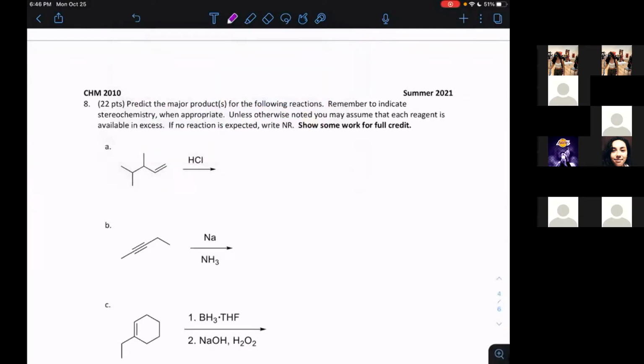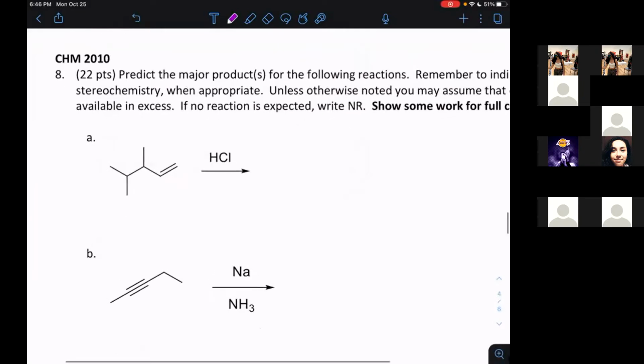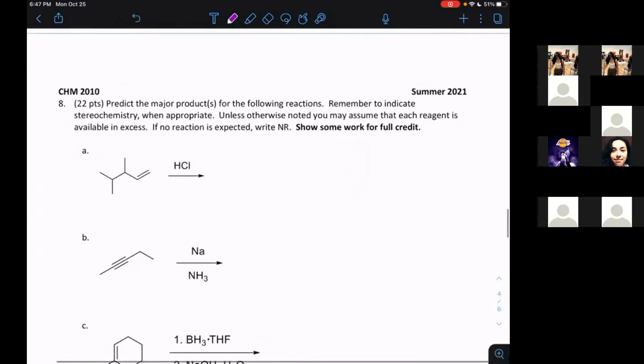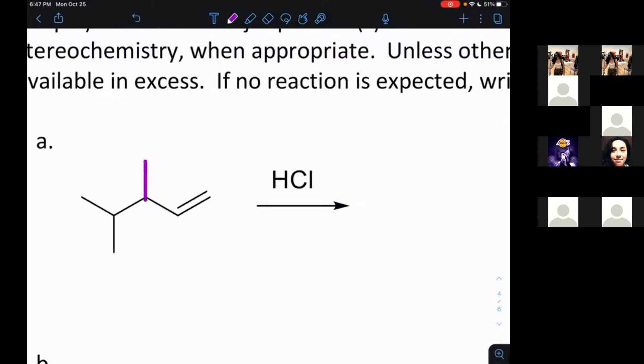So predict the major product and indicate stereochemistry. I just realized that this whole section is worth 22 points. Oh my god, yeah, she would. That's so crazy. Oh my god. Yeah. I think this one might be better because I've practiced a lot now, hopefully.